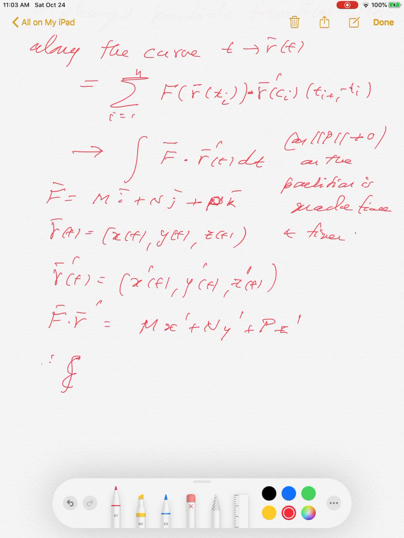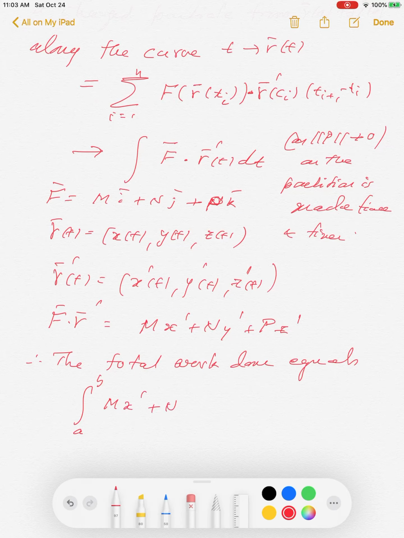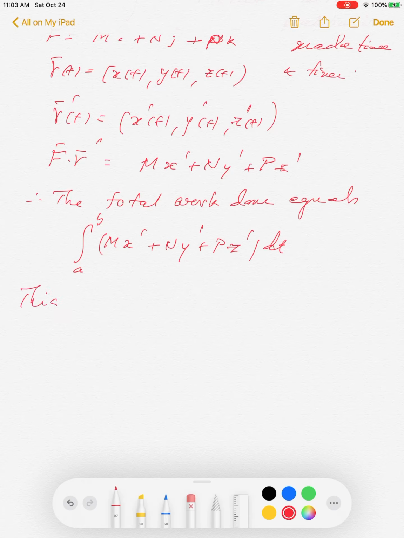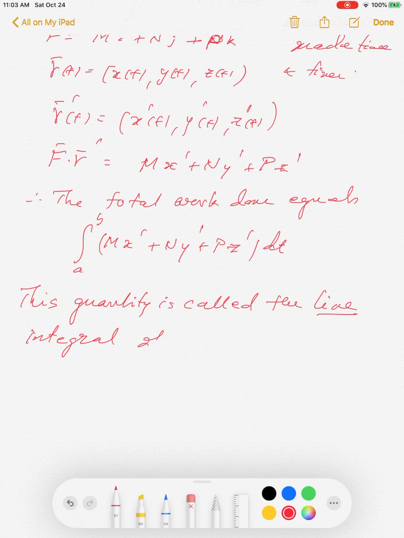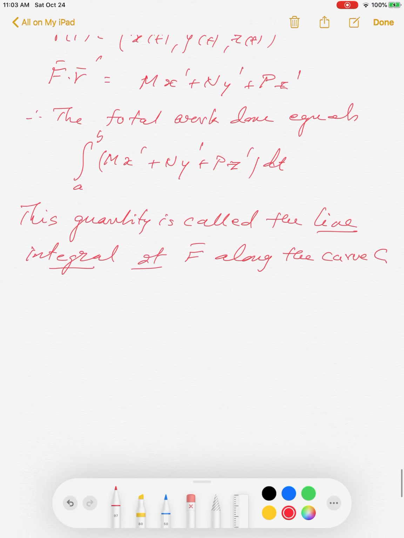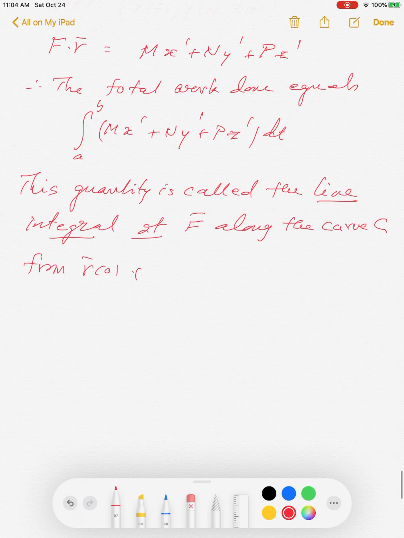And therefore the work done by the force will converge to the total work done equals the integral from a to b of M x prime plus N y prime plus P z prime dt. This quantity is called the line integral of F bar along the curve C from r bar A to r bar B.